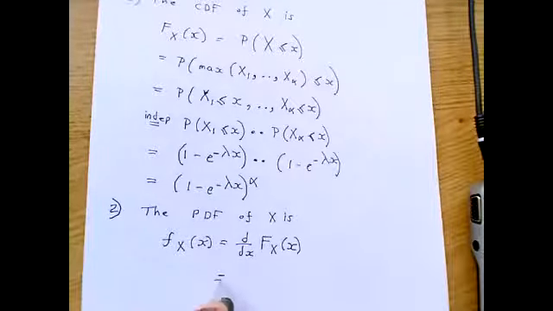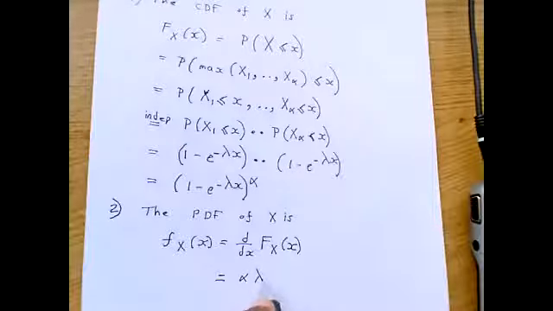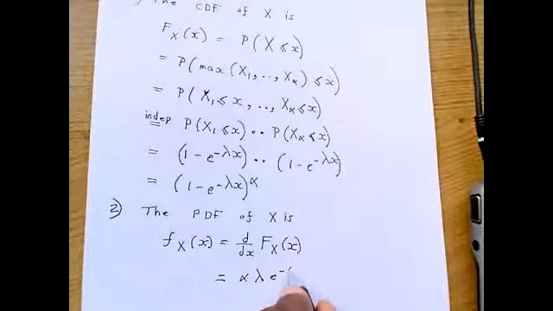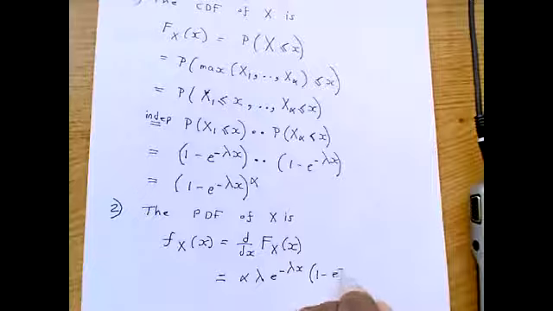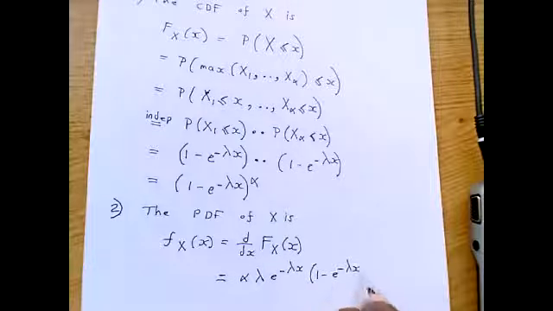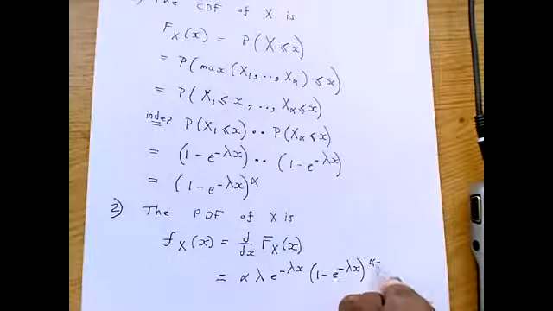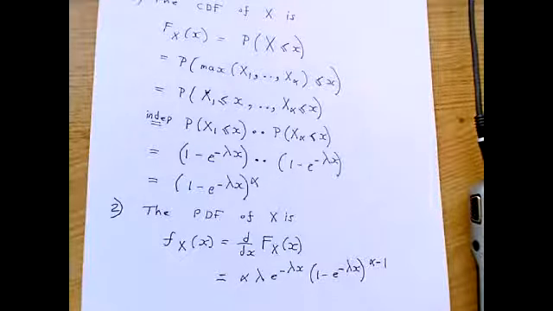This is what you will get. You will get alpha lambda e to the minus lambda x, times one minus e to the minus lambda x, right, to the power alpha minus 1, right? So this is what you get. So that completes the second part of the question of the tutorial.